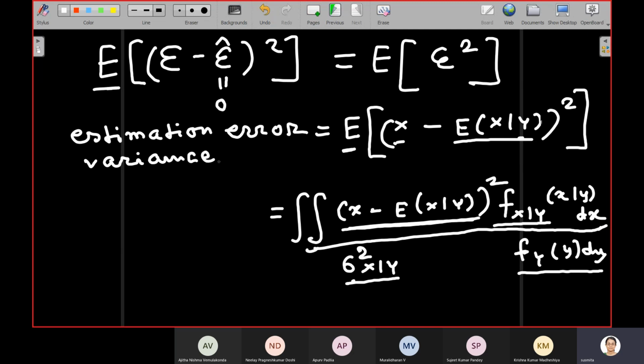Now, if you refer to the example that we considered in the class, you will find that this is not a function of y. It has only sigma terms. So you can take this outside the integration, and then integration with respect to y is unity. So in the example that we considered, the estimation error variance is equal to the conditional variance. But that is not the case always. If the conditional variance is also a function of y, then you need to do the integration properly, and that only will give you the estimation error variance.